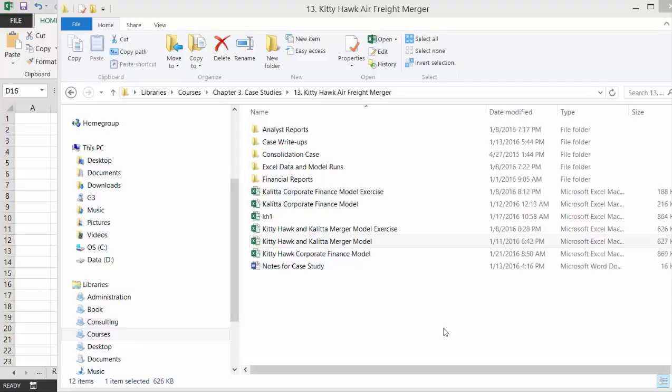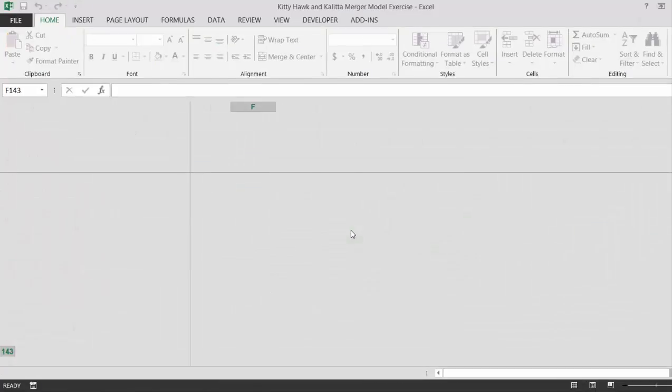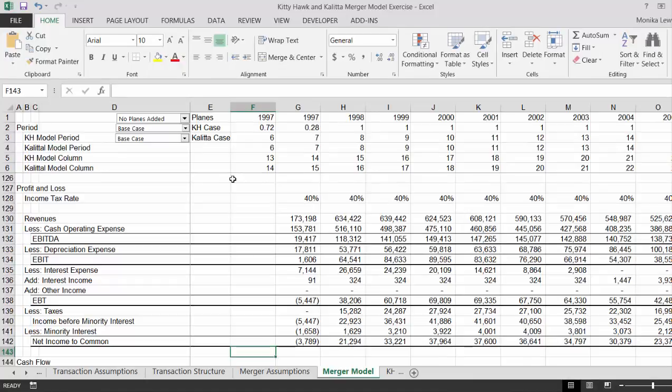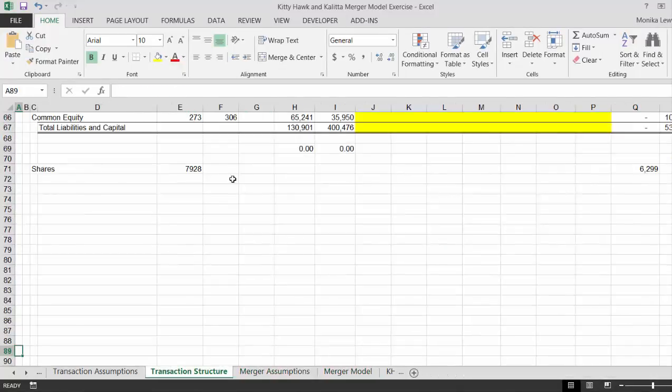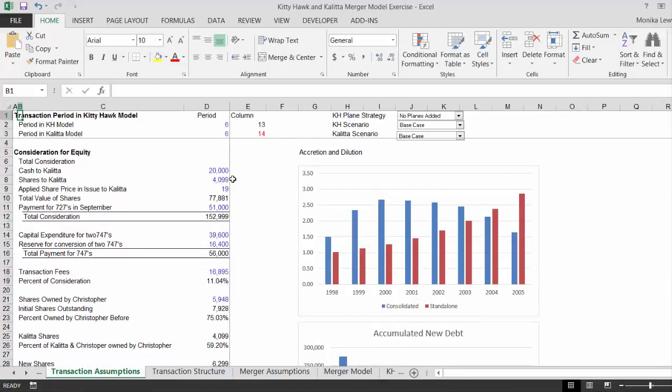Now, here's what we're going to do in this model. I'm just going to use an exercise that I was going to make for a class, and I never did. I'm going to start by talking about some assumptions and perhaps talk a little bit about what you'd like out of the merger.